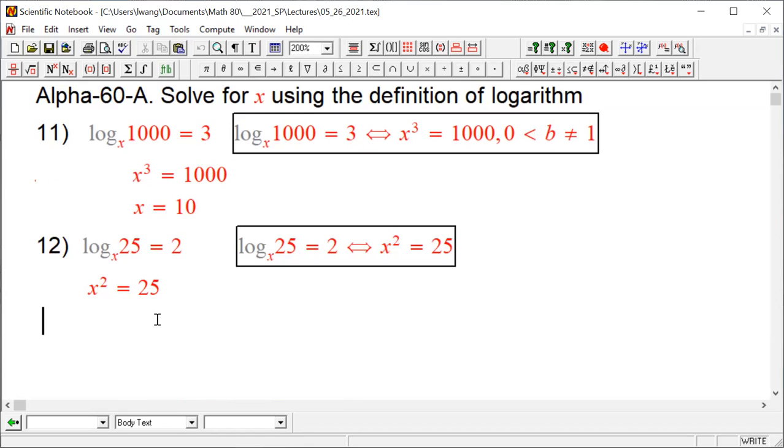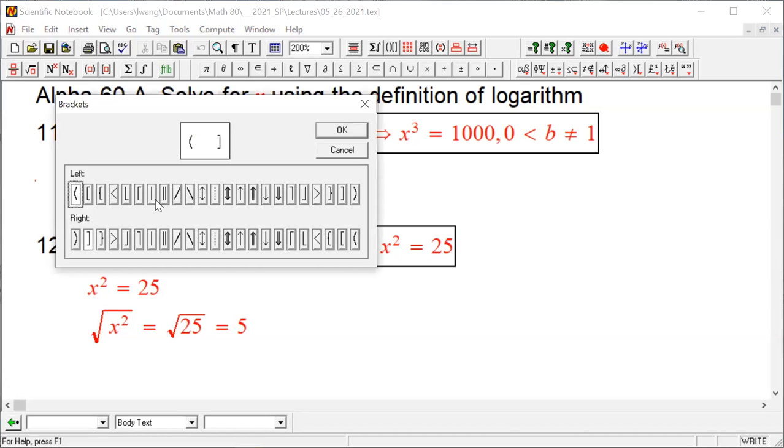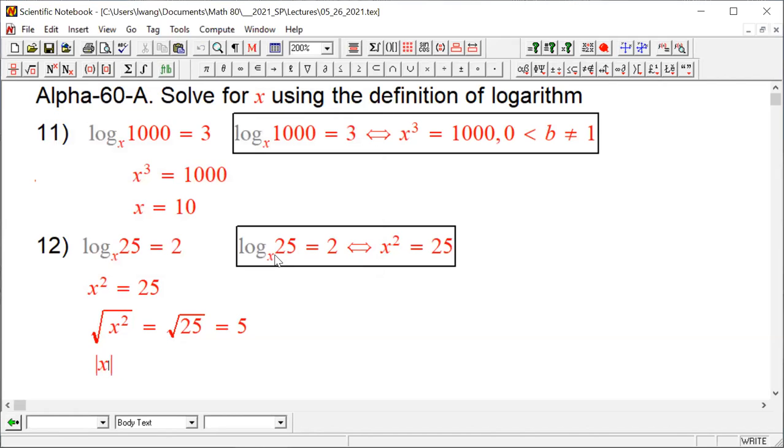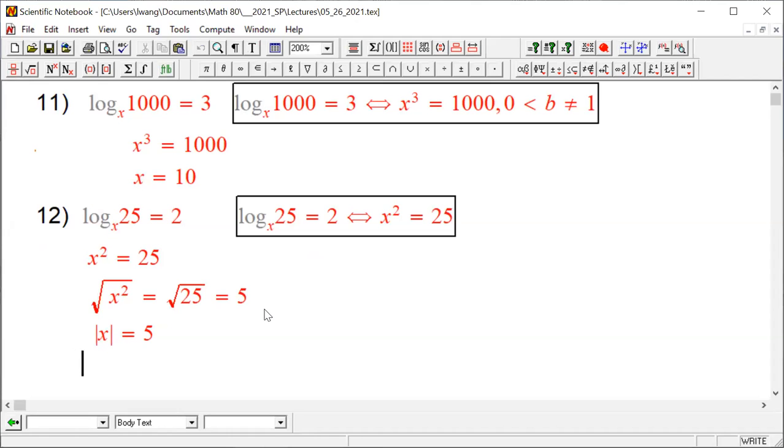If x squared equals 25, what does x equal to? Well, you can take square root on both sides. When we take square root on the left-hand side, we take square root on the right-hand side, the square root of 25 is a 5. And the square root of x squared is going to be the absolute value of x. And solving this absolute value equation, x will equal to what? +5 or -5.